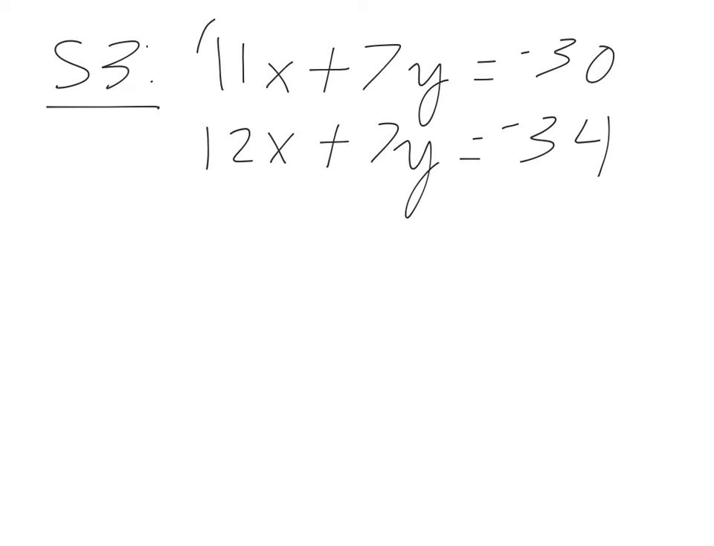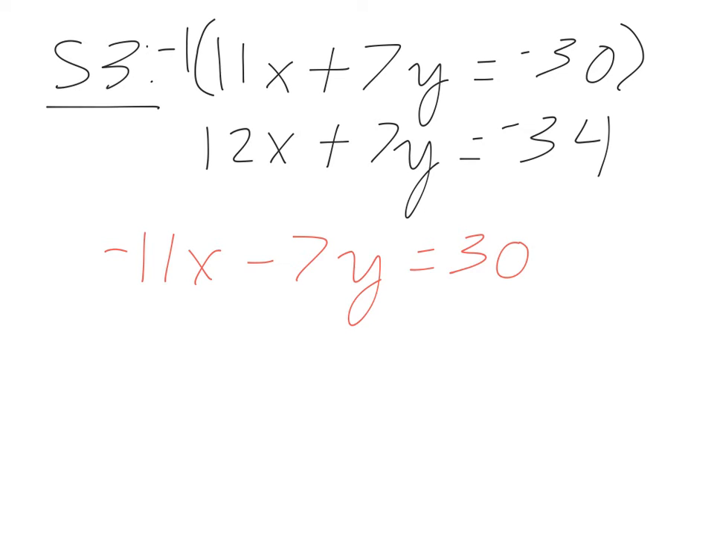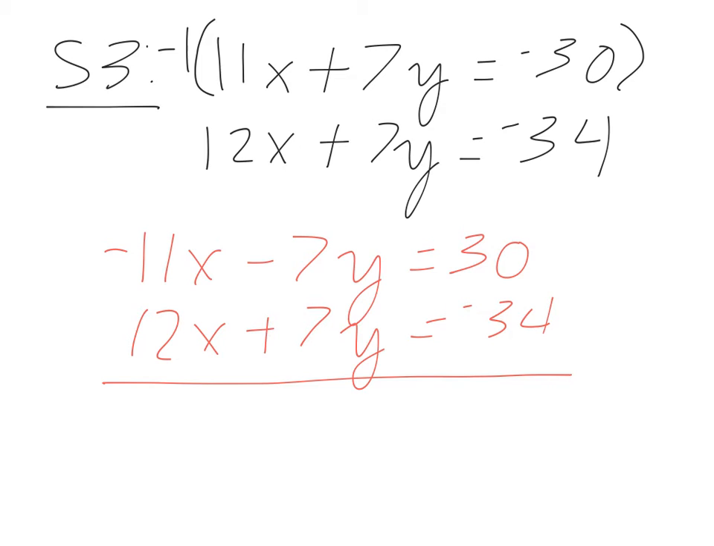The only thing that we need to do is go ahead and multiply one of them by a negative 1. And in doing so, we come up with negative 11x minus 7y is equal to 30. Second equation, 12x plus 7y is equal to negative 34. And if we add straight up and down, the y's cancel out. That's what we want. We get x is equal to negative 4.